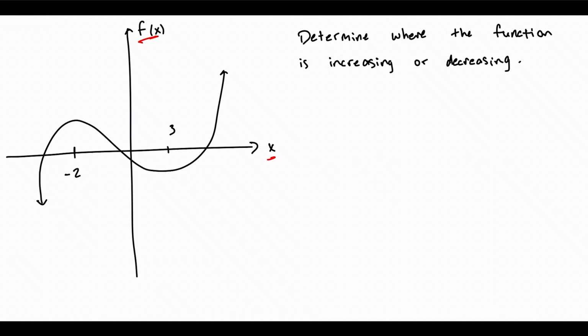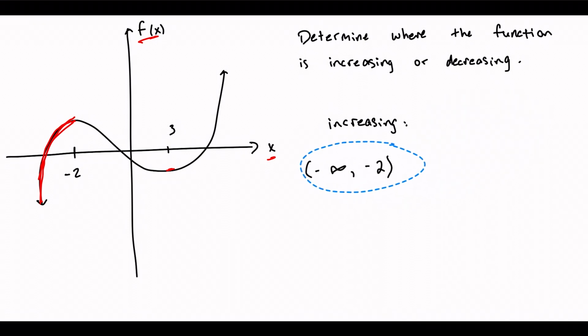F of x depends on x. When it's increasing, the slope is positive, or it's going up. Notice the slope is 0 at negative 2 and 3. But the function is getting larger as we move to the right in the x direction. It's going up, so we can say that it is increasing from negative infinity. Well, when does it stop increasing? Negative 2. And then you may want to use your interval notation here.